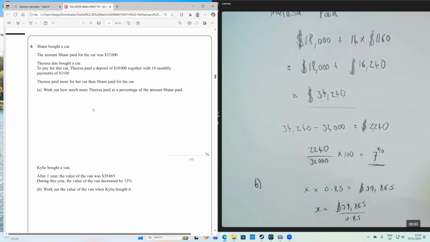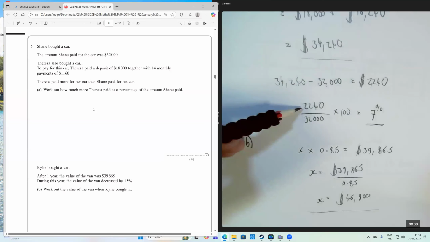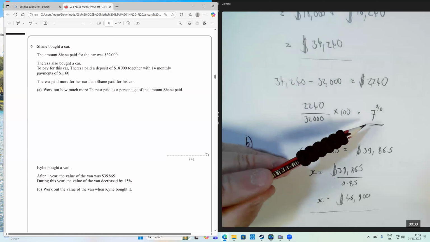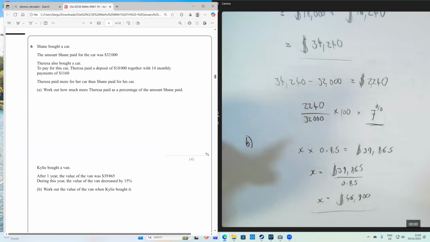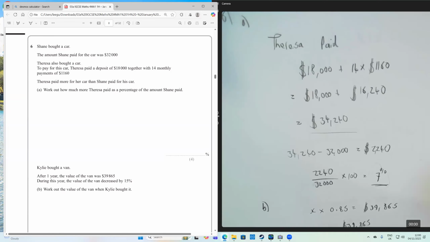Now we've got to work that out as a percentage of how much Shane paid. So we work out this amount here, 2240, divided by the amount that Shane paid, and we times that by 100. So basically, Teresa paid 7% more as a percentage of how much Shane paid. And that's how we would work out question 6.